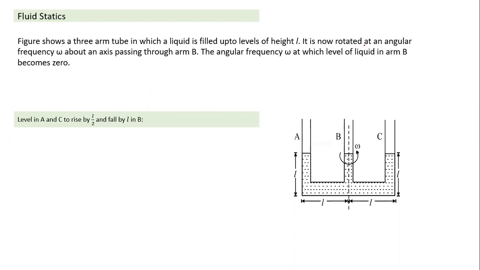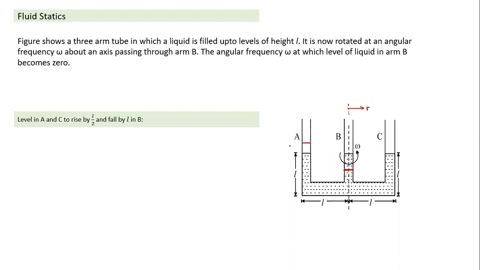Now it is rotated at an angular frequency omega about an axis passing through B. So which is the axis of rotation? This axis of rotation. When we measure distance r, I will measure it from here, with reference to the axis of rotation, and the angular frequency is omega. So what would happen? Will the level remain the same? Similar to the previous case, this level will start going down, and liquid is being pushed from the region near the axis of rotation to the region farther away.